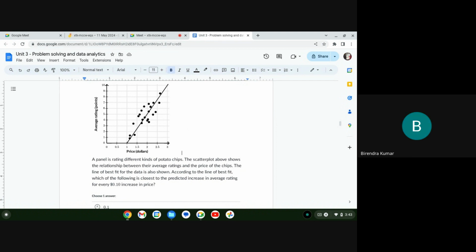So 1.2 to 2.7, right? So 1.5. 150 cents led to an increase of 7.7. So how much was that? 150 cents, right? So 150 cents led to a change of 7.7. So 1 cent will lead to an increase of how much? 7.7 by 150.